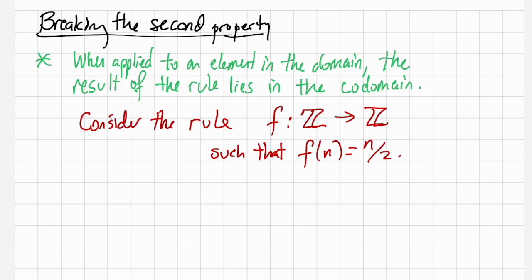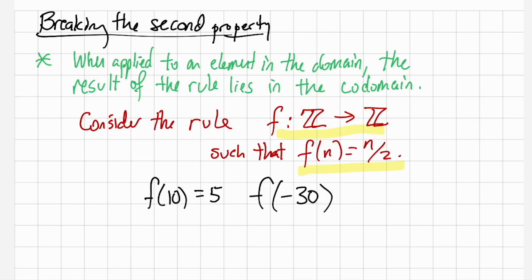Let's talk about breaking the second property, which was, when applied to an element in the domain, the result of the rule lies in the codomain. So here's a rule from the set of integers to the set of integers. F of n is equal to n over 2. What happens when we take f of 10? Well, f of 10 is equal to 5. That's nice. What about f of negative 30? Oh, f of negative 30 is equal to negative 15.